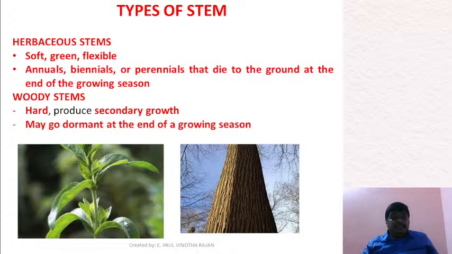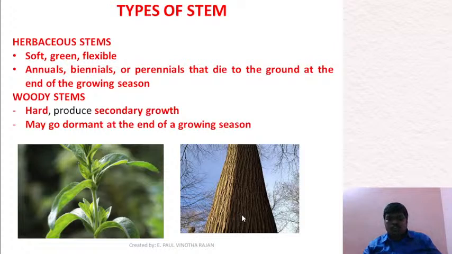And these herbaceous stems are annuals. Some plants can live for one season or one year. Some of them live for two years. And some of them are perennials, which live for many years. This is about the herbaceous stems. They are green, fleshy, flexible, soft, they can bend, and they are annuals, biennials and perennials. Whereas the woody stems are always perennials. They always remain perennial. Then they show secondary growth.